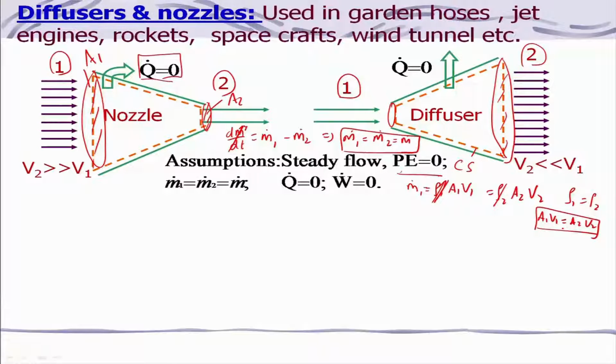If there is a decrease in the area, A 2 is decreased, so what will happen? V 2 will increase. If A 2 is decreasing, V 2 will increase. Therefore, you are getting higher velocity in the case of a nozzle, and the diffuser is just the opposite. Okay.